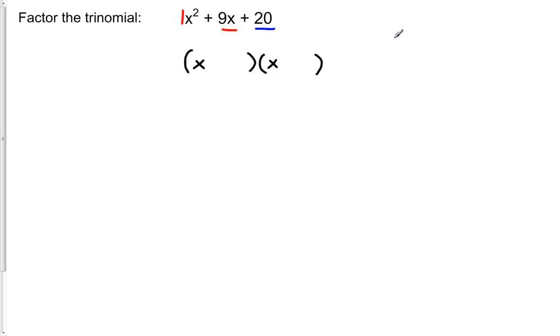If you don't know that number off the top of your head, you can start writing down the things that multiply to 20. So we have 1 times 20, or 2 times 10, 3 times, that doesn't work, 4 times 5, and then you start switching the other direction. Once I saw 4 times 5, I know that's going to add up to equal 9. It also multiplies to 20, so let's write that in here. I'd write x plus 4, x plus 5. And there we go. We have just factored the trinomial.